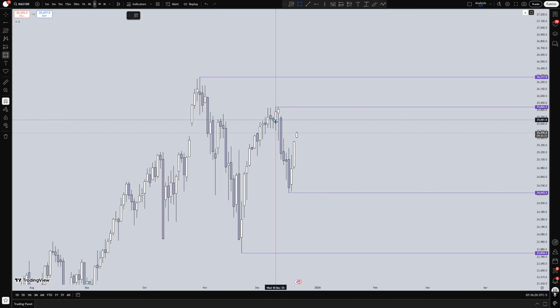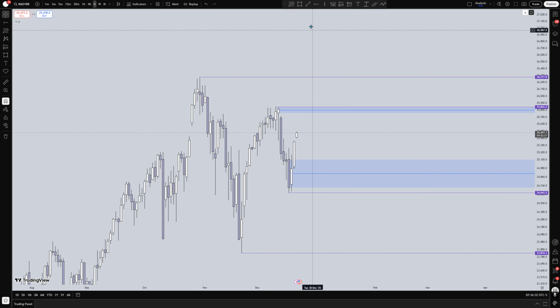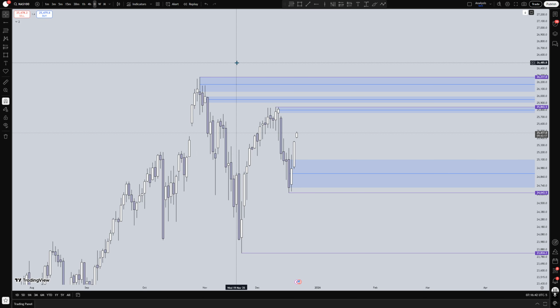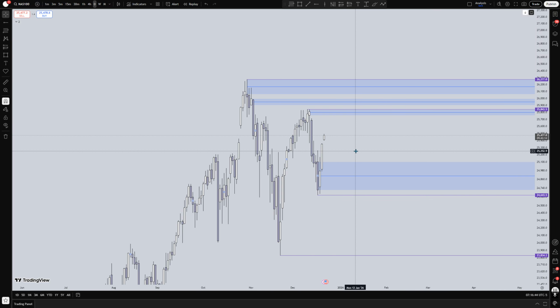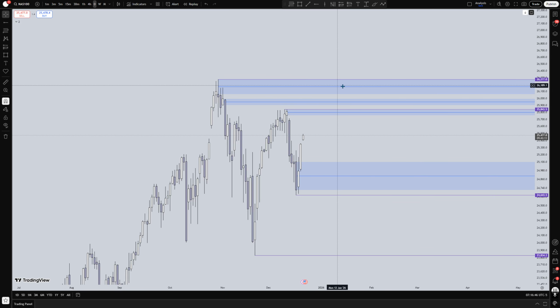So I would mark out the PD arrays over here. We have this order block over here, and we would form this FVG probably today. So yeah, this order block over here, and then this rejection block over here. So mark out the PD arrays like this, okay? Now this is enough for the daily. You have to mark out highs and lows and PD arrays, and that's it.